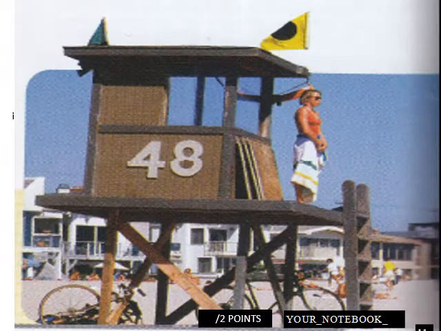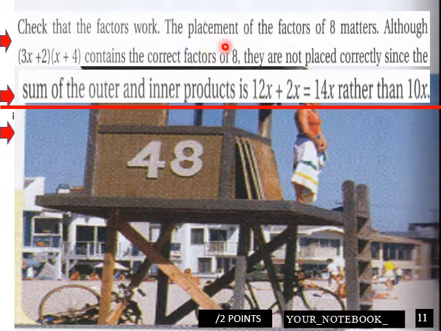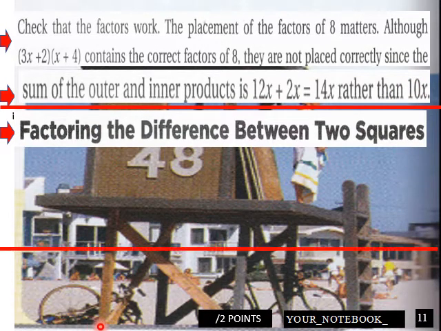That's kind of like the reasoning behind that. Check that the factors work. And then, see, for 3x squared, if you're not placed correctly, the inner product could become something like this rather than 10x. So you have to watch that.